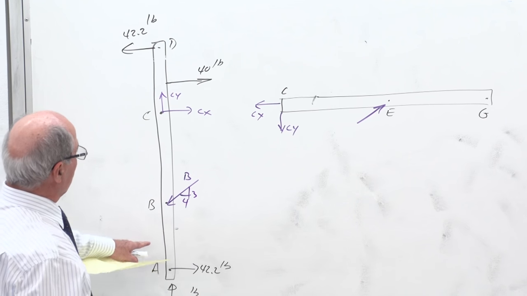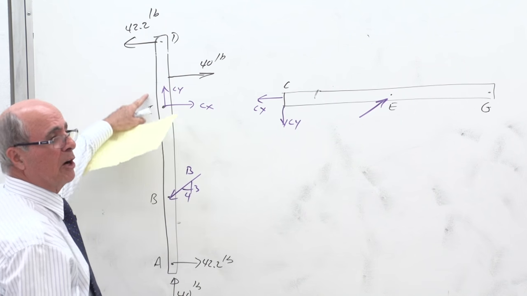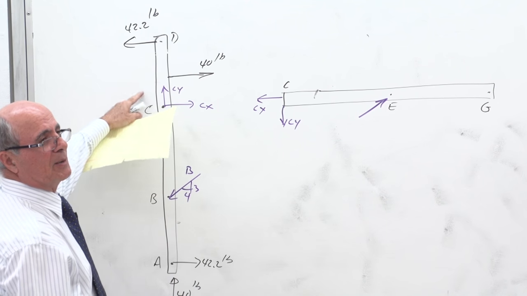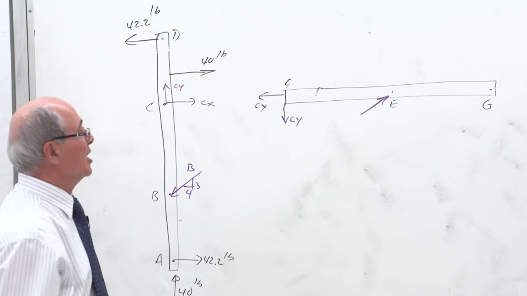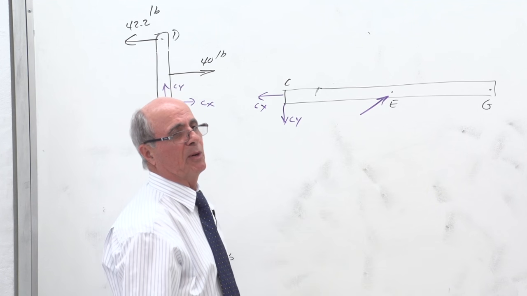Now, as you look at it, how many unknowns do you have here? Actually, this problem becomes very simple. Look how many unknowns you have here. Three. Can you solve it? Yes. Now, go to here, how many unknowns do you have here? You have more than three unknowns. Let's see what happened there.